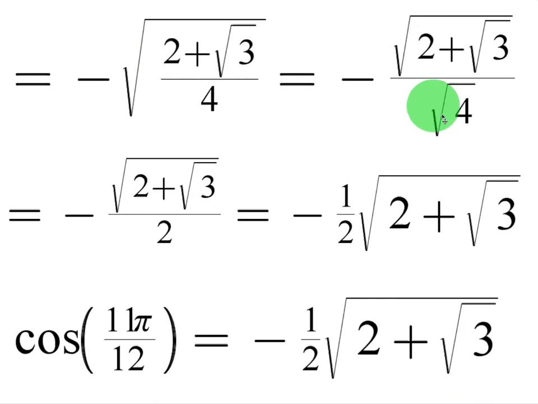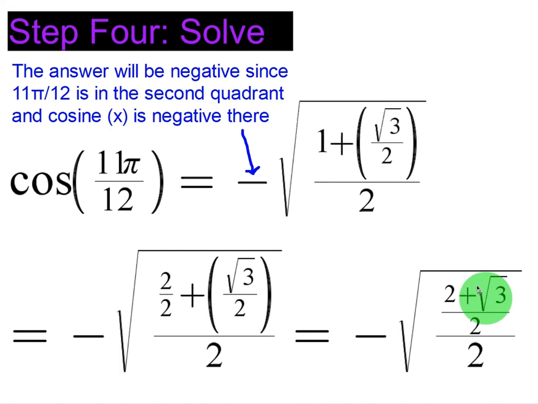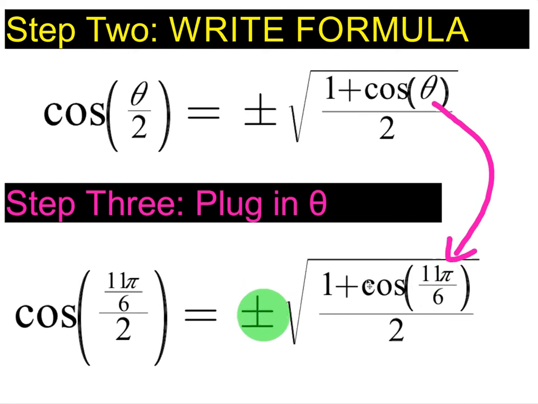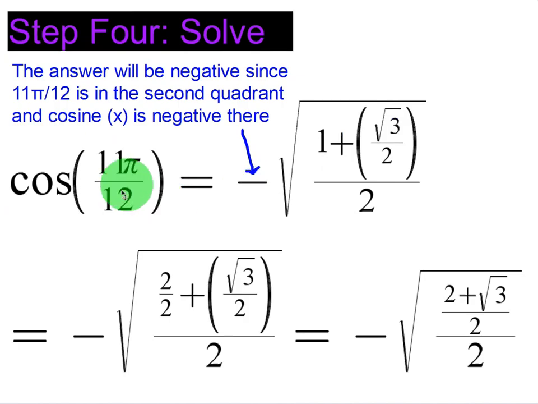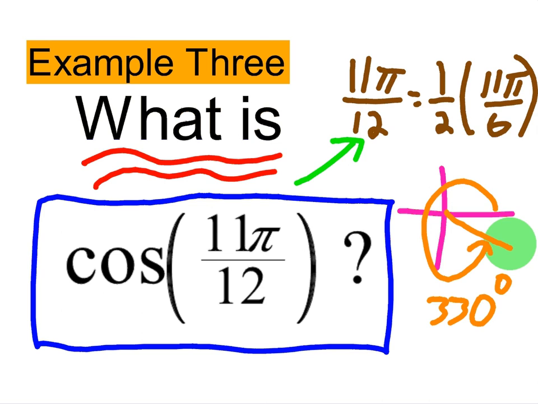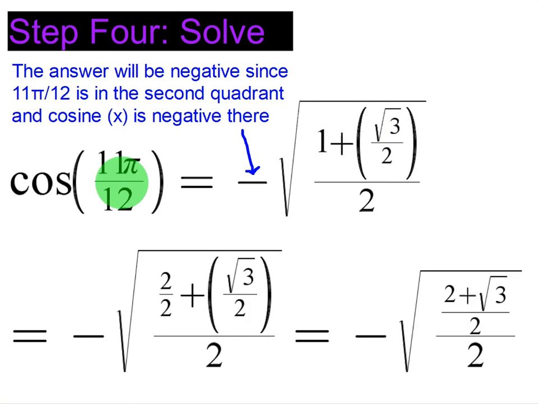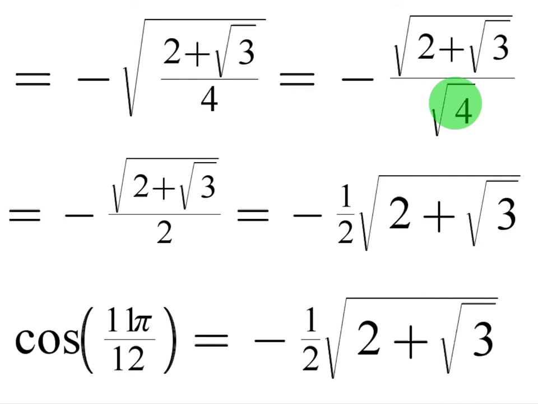Next, we can distribute this square root in both the top and bottom. By the way, I need to mention this though. Our final answer is going to be negative, so when you're talking about the plus or minus in the formula, we're going to choose minus here because 11 pi over 12, as I notated right here, is right above pi. It's in the second quadrant, so therefore our final answer will indeed be negative, so we will put the negative in front of that square root sign.